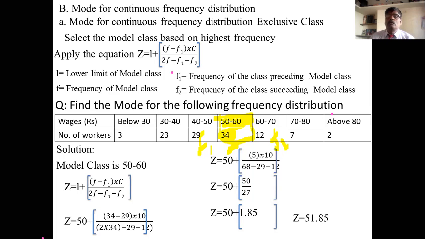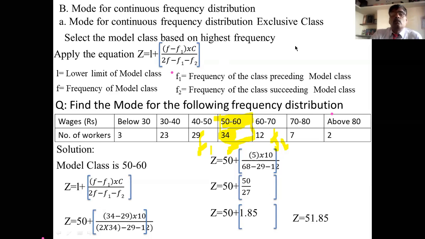You calculate the Z value. Z means mode. This is the method of calculation of mode for exclusive class. Now I'll take one example based on inclusive class.